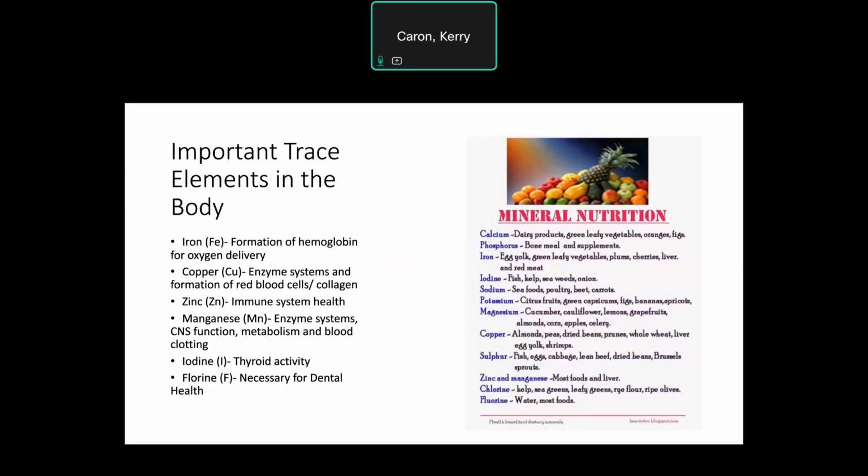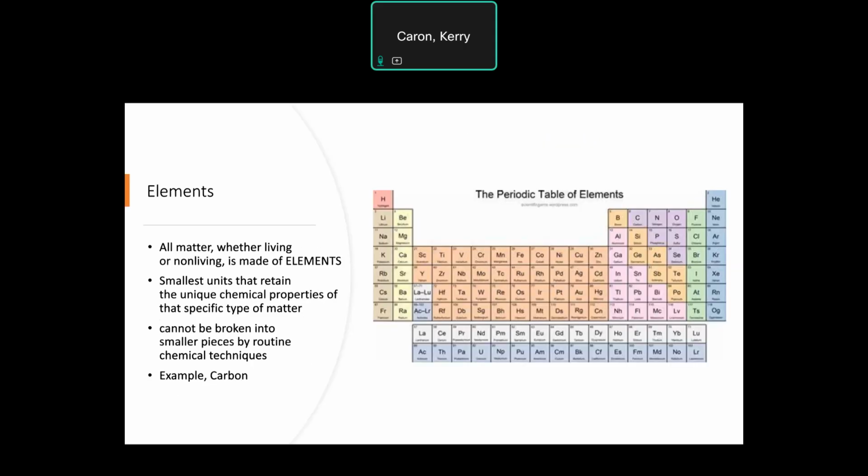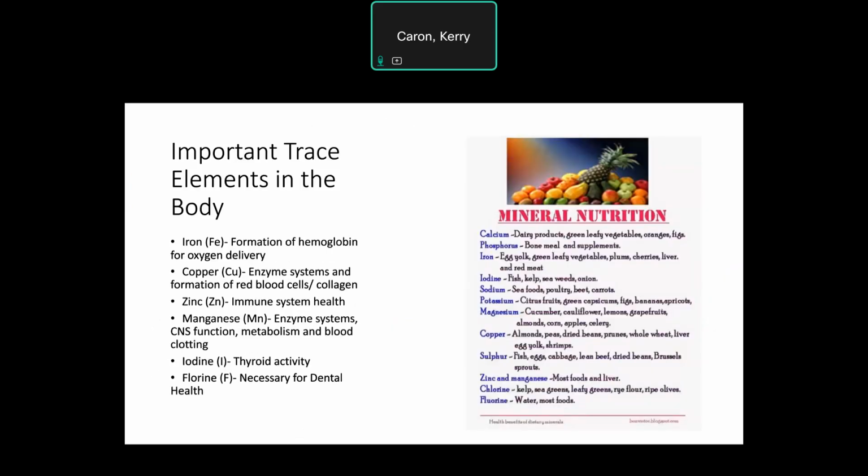For your purposes for this course, it is very important that you understand some of the important trace elements in the body and what they're for and how we find them in food. So iron is Fe. That's the periodic symbol for iron here in the center. Iron forms hemoglobin, which is necessary for oxygen delivery. And iron can be found in green leafy vegetables, in red meat, plums, cherries, egg yolks.